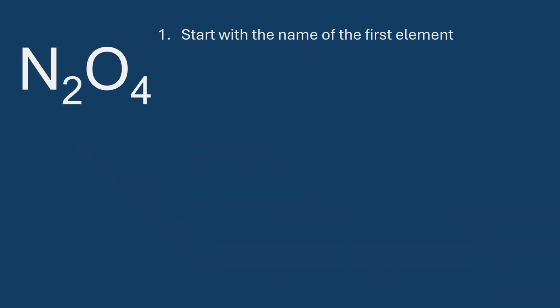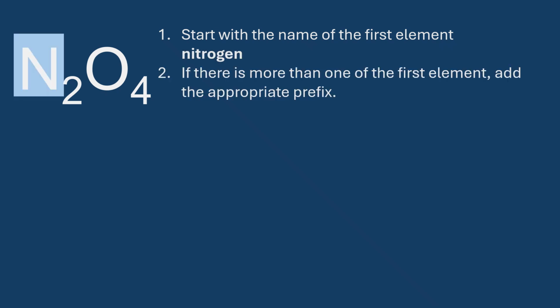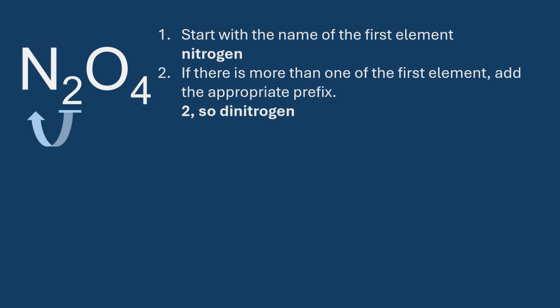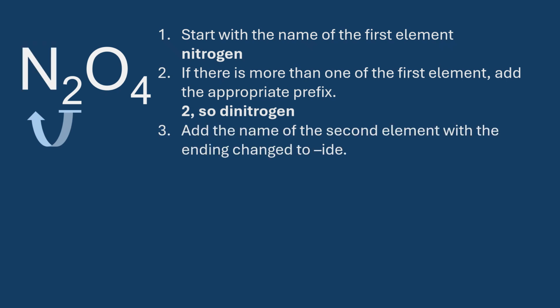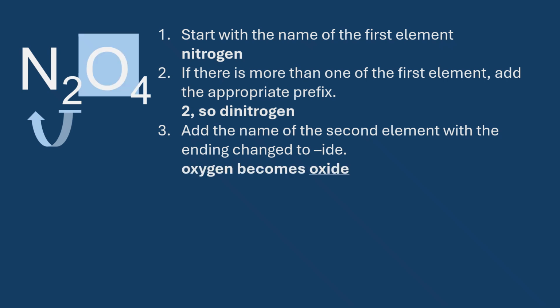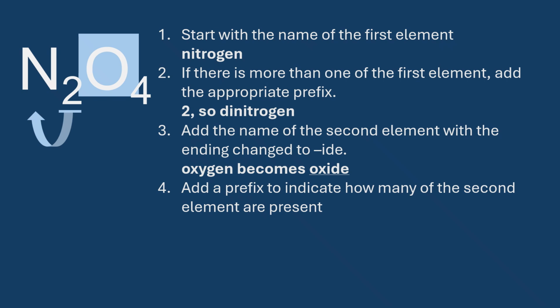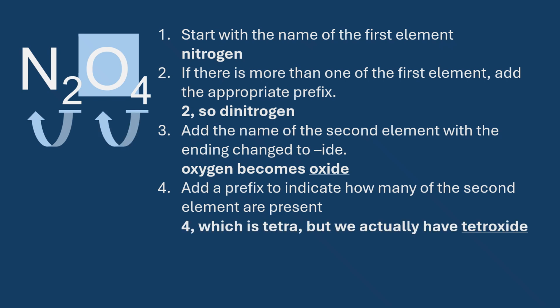First, start with the name of the element in the formula, which is nitrogen. Next, determine how many atoms of nitrogen are present, which is 2 atoms of nitrogen, and this gives us dinitrogen as the first part of our name. Next, name the second element and change its ending to IDE. In this case, that's oxygen, and it will become oxide. Next, indicate how many oxygen atoms are present. In this case, that is 4 atoms.